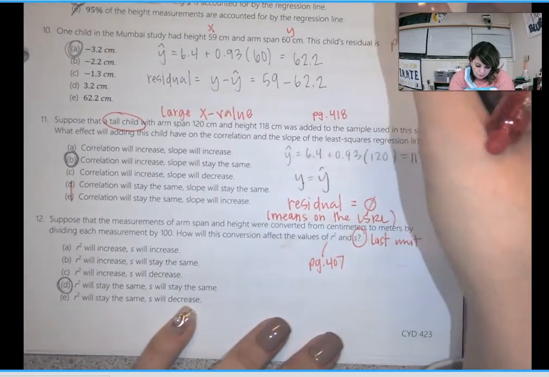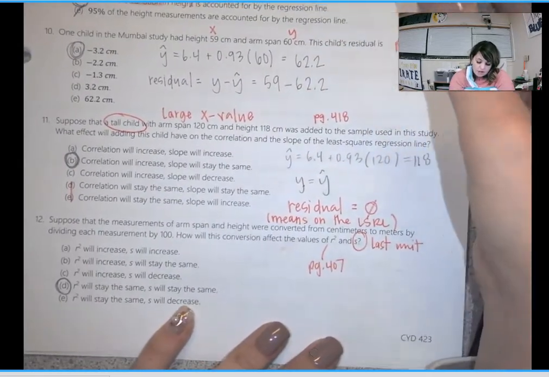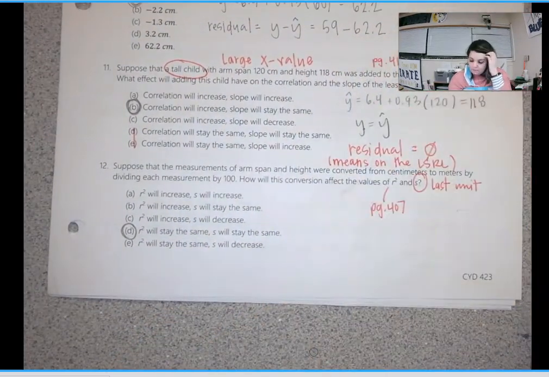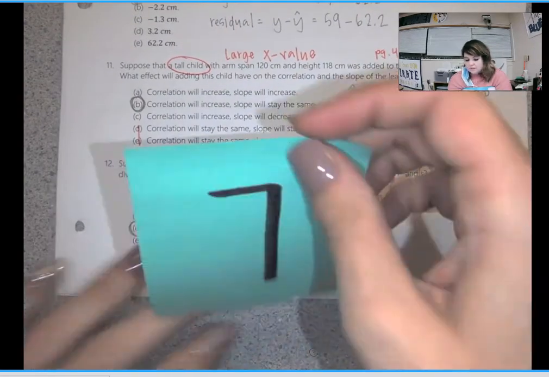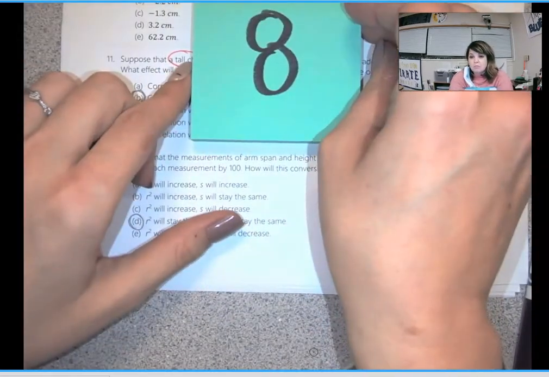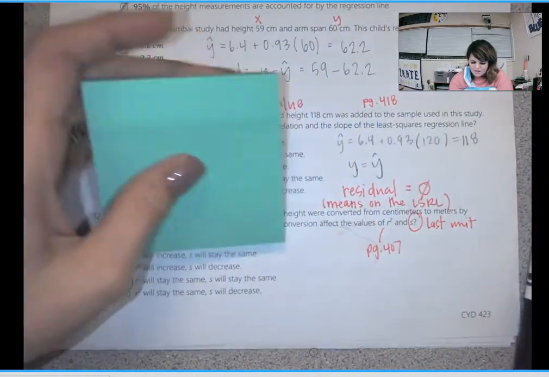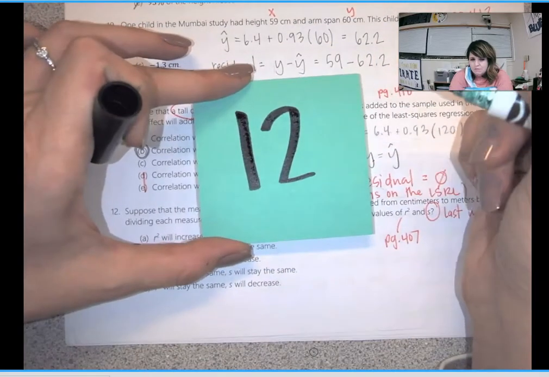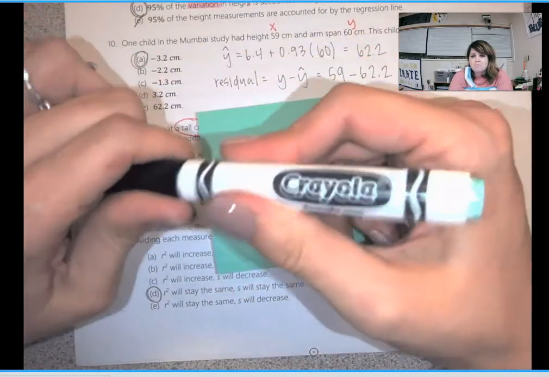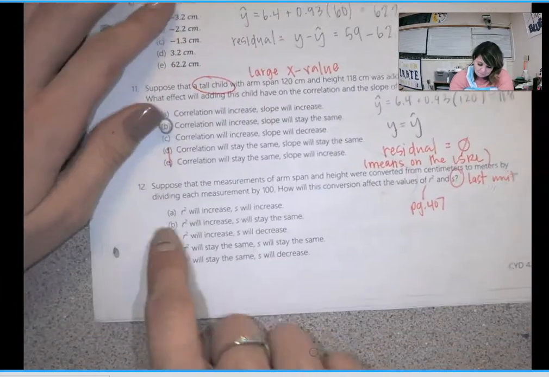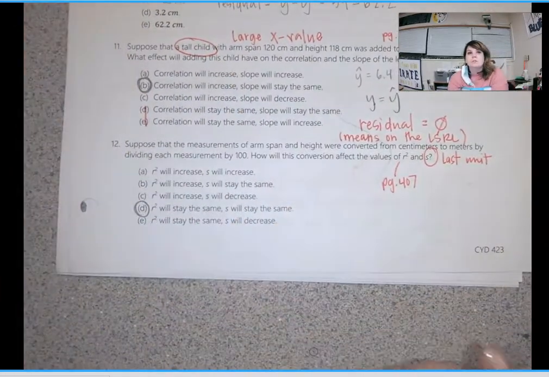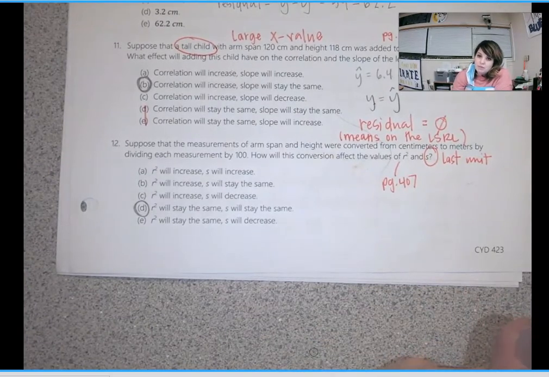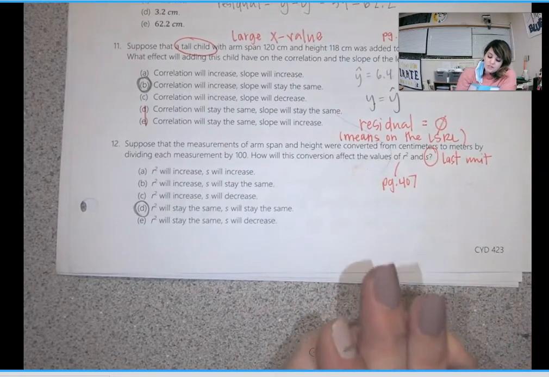Then last one, suppose that the measurements of arm span and height are converted from centimeters to meters by dividing each measurement by 100. So, family, the last number I wrote down was 8. I'm so sorry. We're all the way on the last question. Sorry, family. I apologize. Okay, so this question I believe is the most challenging one because you have to use your knowledge from last unit and combine it with your knowledge of this unit.